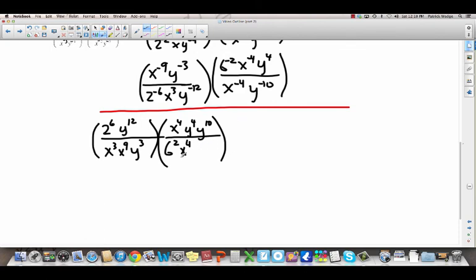Okay, let's keep going. 2 to the 6 equals 2 times 2, 4, 8, 16, 32, 64. So we get 64 y to the 12th over x cubed times x to the 9th is x to the 12th. Still have this y cubed. On this one we have x to the 4th, y to the 4th times y to the 10th is y to the 14th. Add the exponents. 6 squared is 36, and x to the 4th.